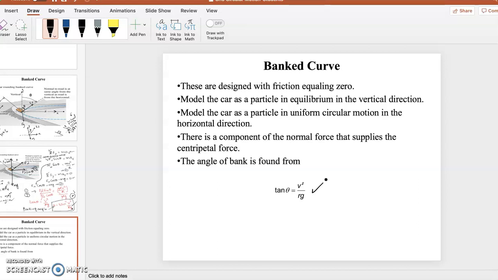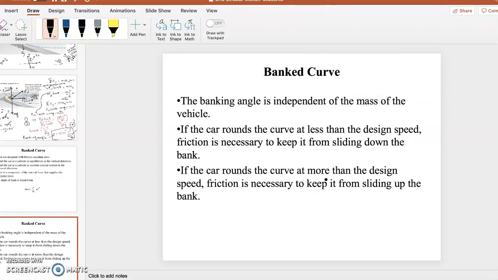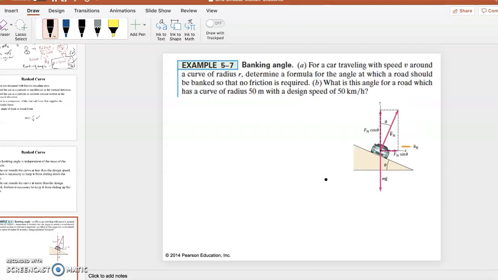Okay. Now, I want to solve an example. Let me see which example we can do today. We can, all right, actually, yes, example 5.7. There we go. If we finish this, that's great. So this is the banking angle, for a car traveling with a speed of v. So there is the speed of the car.